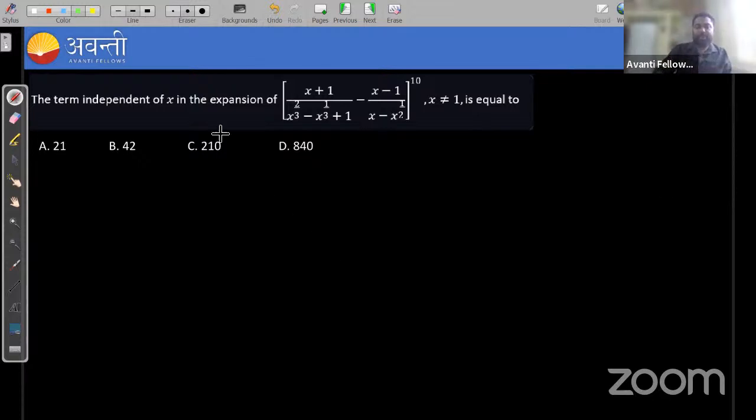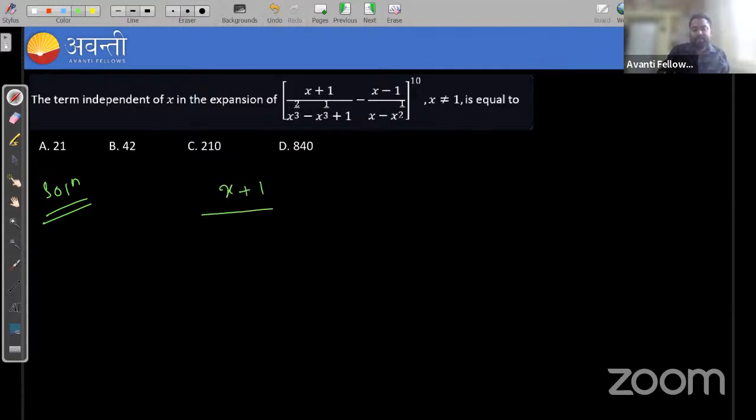So the term independent of x in the expansion of this, where x is not equal to 1. So we need to find the term independent of x, right? Chalo. So let's start solving this question. Before finding the term, we must simplify the given expression. The expression that is given looks very scary. Okay. So let's make it simple.